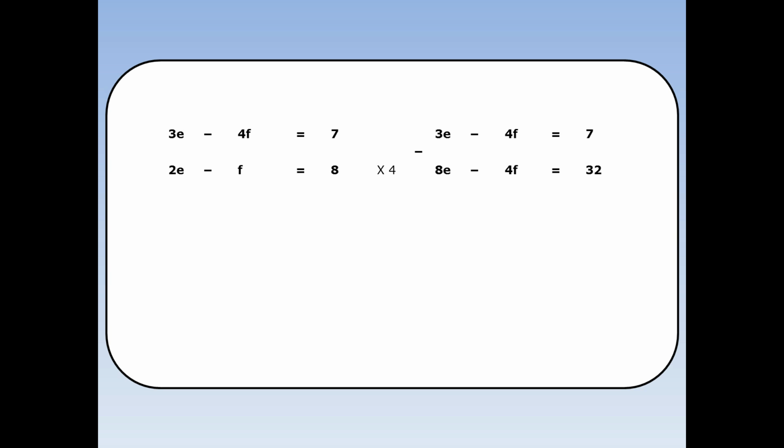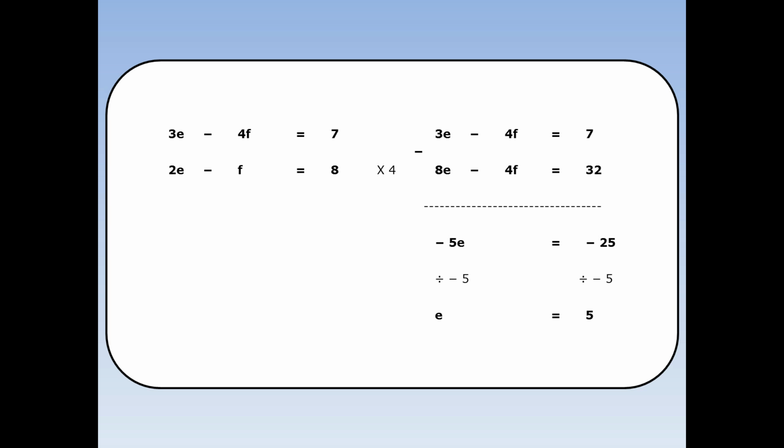Because these are the same, I'm going to take away. 3e take away 8e is minus 5e. Minus 4f minus minus 4f is nothing. Remember that doing minus minus 4f is the same as adding 4f. 7 take away 32 is minus 25. Now if I want to know what 1e is, I divide both sides by minus 5. Minus 5e divided by minus 5 is 1e. Minus 25 divided by minus 5 is plus 5. So e is 5.